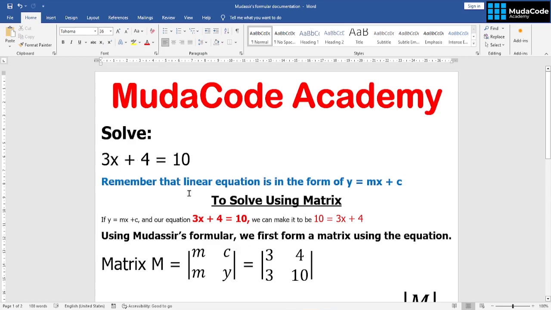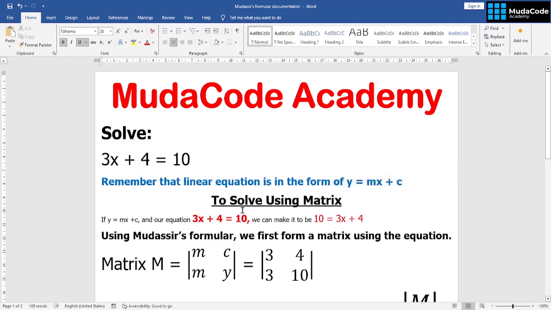Remember, a linear equation is in the form of y equal to mx plus c. This y here is representing this 10 here. This m here is representing this 3 here. And the x here is the same thing as this x here. The c here is the same thing as this c here. So you can see, I can make it to be 10 equal to 3x plus 4, y equal to mx plus c.